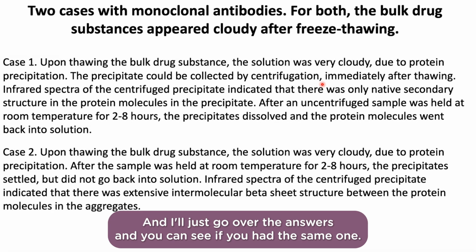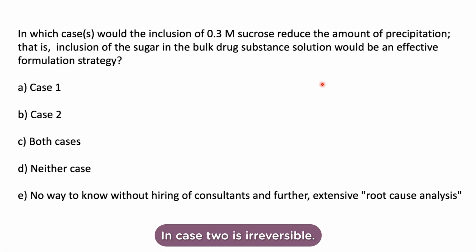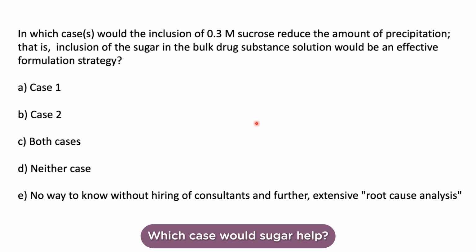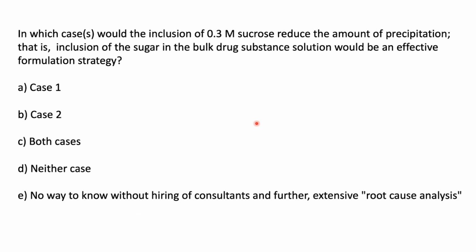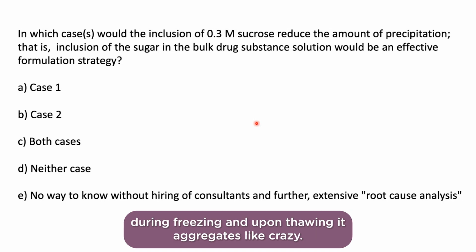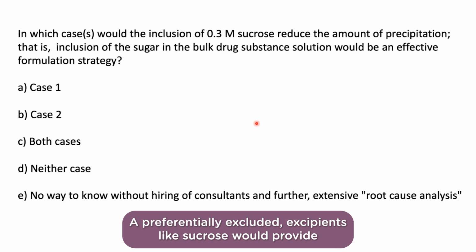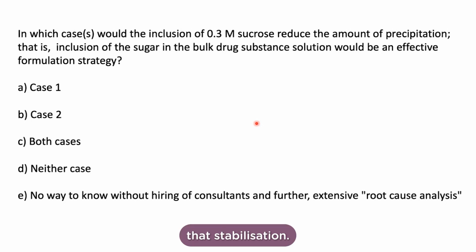And I'll just go over the answers and you can see if you had the same one. So case 1 was reversible precipitation due to freeze thawing. Case 2 was irreversible. Which case would sugar help? Well, it's case 2. Case 2 is a problem because the protein molecule is structurally perturbed during freezing, and upon thawing, it aggregates like crazy. So we need a structural stabilizer. A preferentially excluded excipient like sucrose would provide that stabilization.